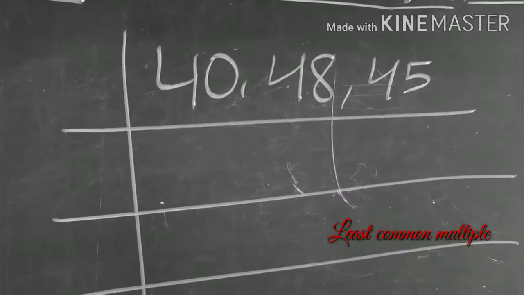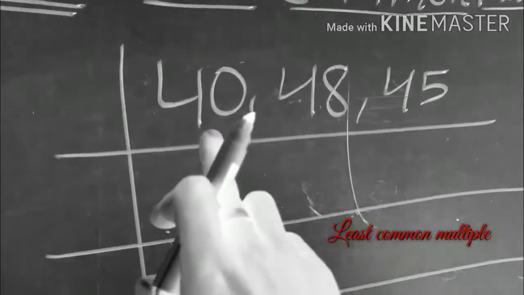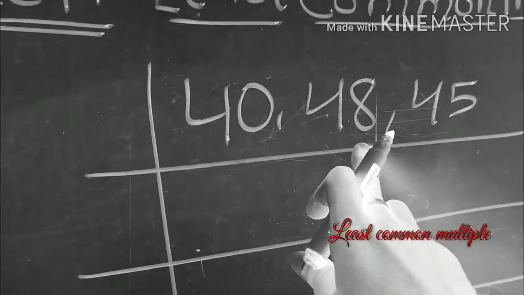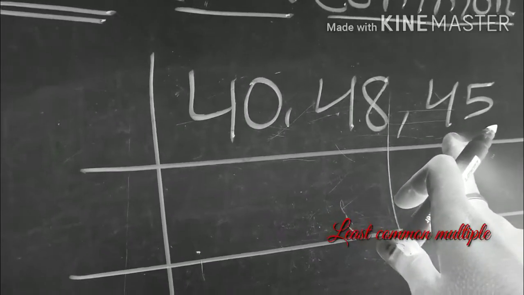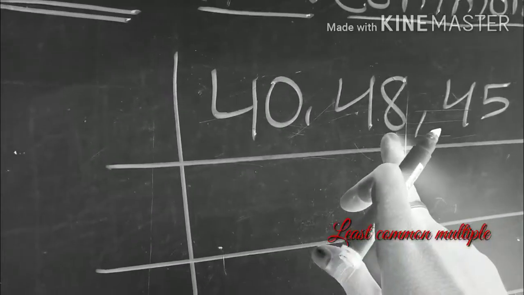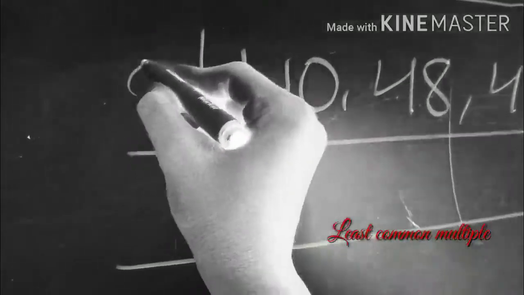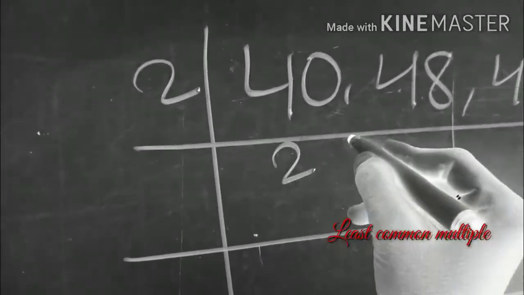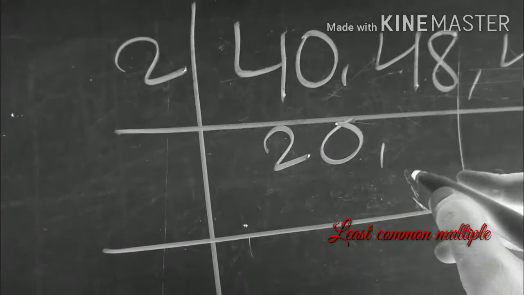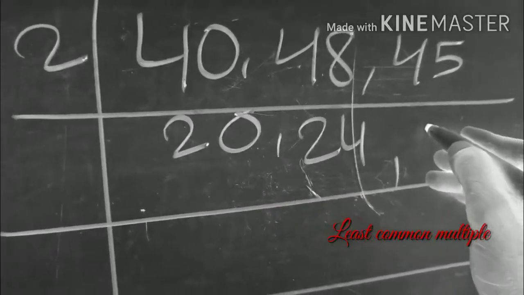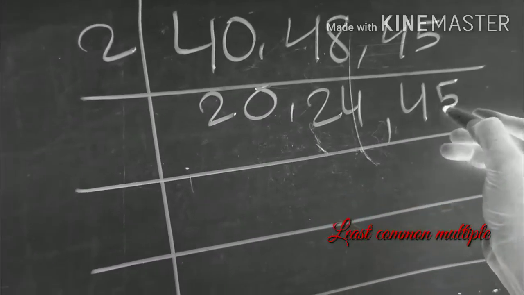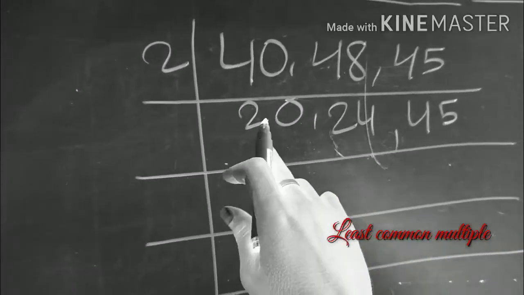If you look at this question, 2 is divisible by 40, yes. 48 divisible by 48, yes. 45 is not divisible by 2. So 2 terms we are getting. So we will start dividing by 2. 2 twos are 40, 2 twelves are 48, and 45 is common. Now next, again we will divide by 2.